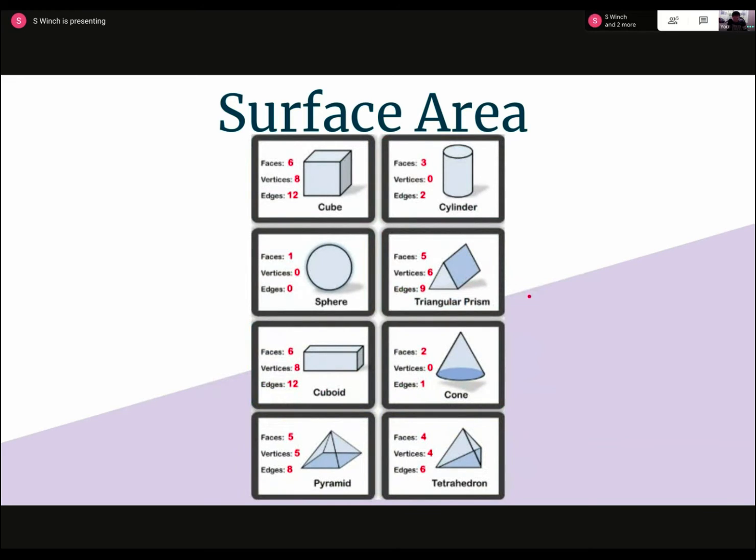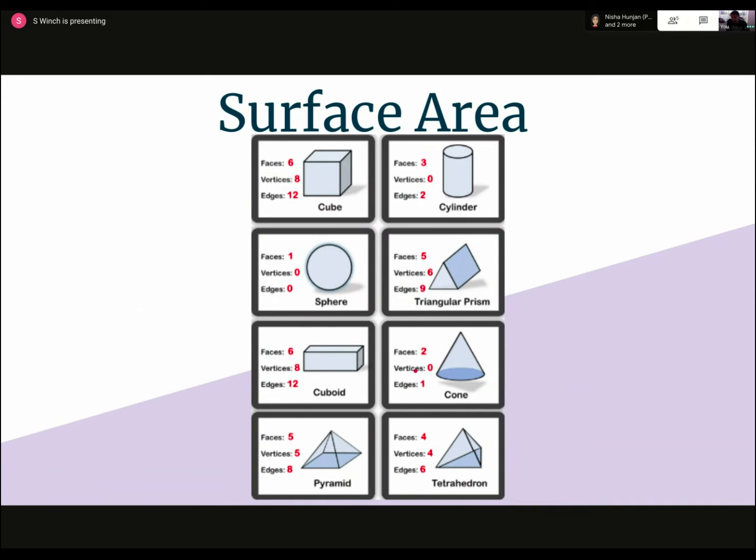Now, first of all, to recap the properties of our 3D shapes. We spoke about the faces of each shape, and of course, you've got the vertices, which are the corners of each shape, and then you've got the edges, which is where our faces join together. Okay, so we've got some examples here. We spoke about the tetrahedron as well. If we get time today, we'll try and cover the tetrahedron.